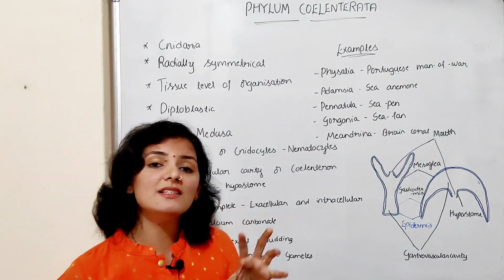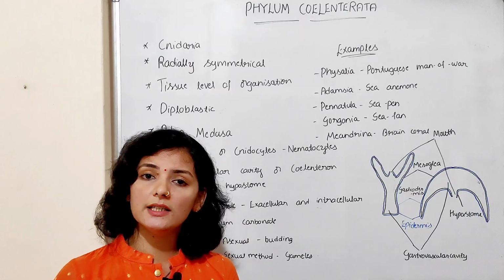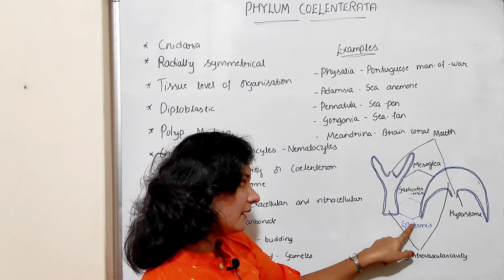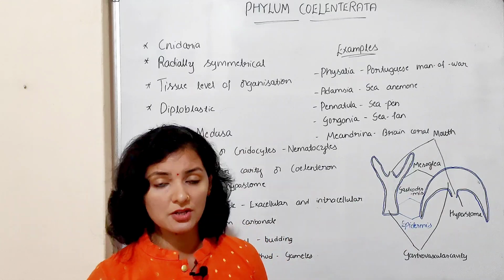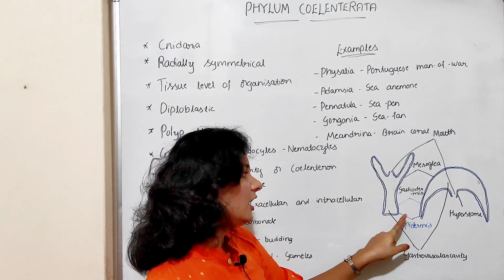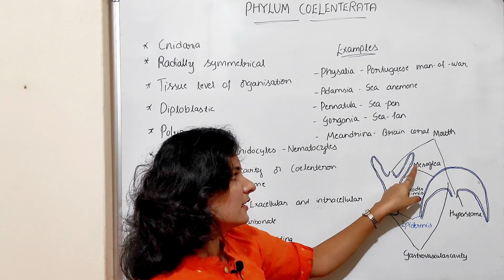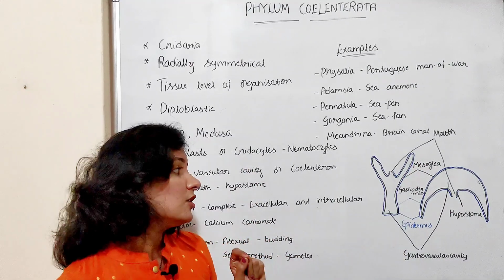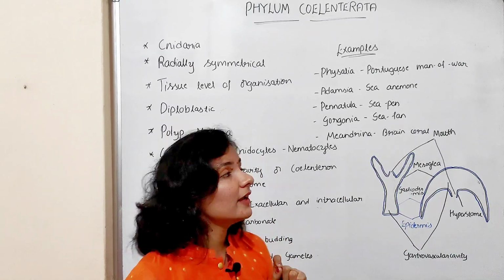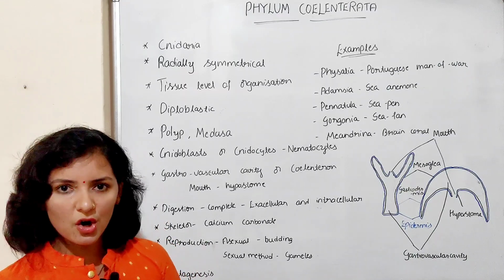Diploblastic means all cells are arranged in mainly two embryonic body layers, or even in the adult the cells are arranged in mainly two layers, that is the outer epidermis and inner gastrodermis. So the two body layers are outer epidermis and inner gastrodermis. In between the epidermis and gastrodermis, you can see a region called mesoglea. That's why they are diploblastic organisms.